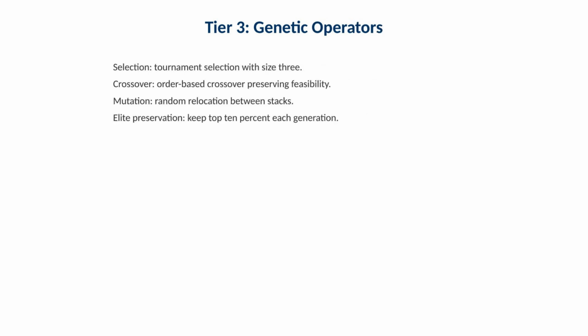Selection uses tournament selection with size 3. Crossover is order-based to preserve feasibility. Mutation is random relocation between stacks. Elite preservation keeps the top 10% each generation. Operationally, these operators balance improvement with diversity so the search does not get stuck too early.